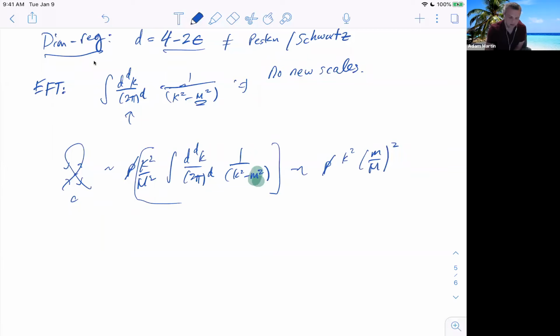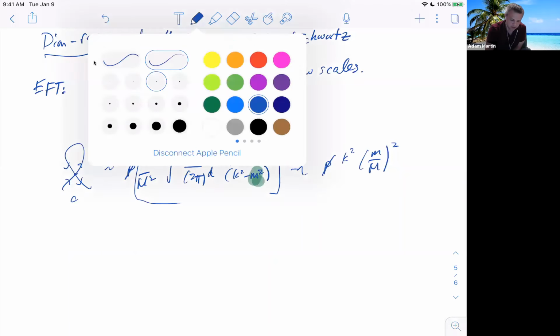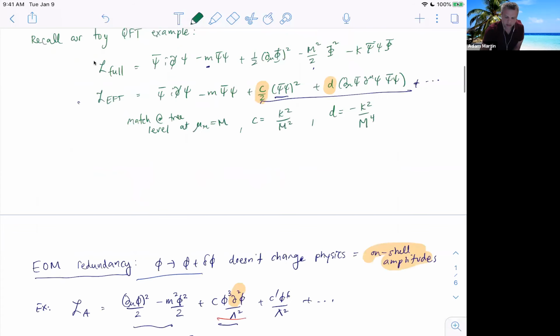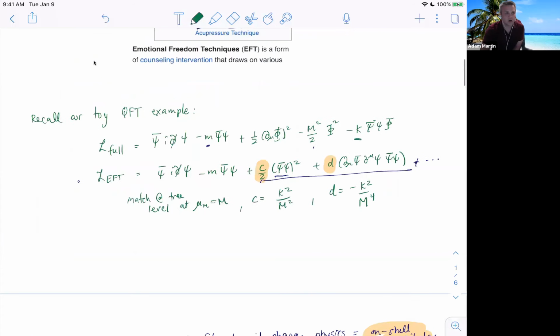Shouldn't the k squared be inside the integral? This is where I have made a poor choice in couplings. This k is actually a kappa. That was the Yukawa coupling that I was using, right? Way back in the beginning. Yeah, sorry. That is just a poor choice of notation.